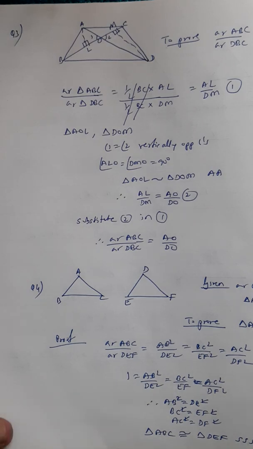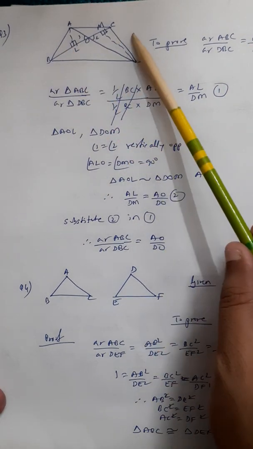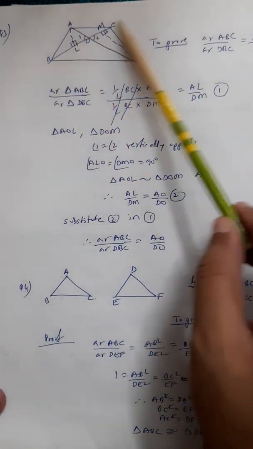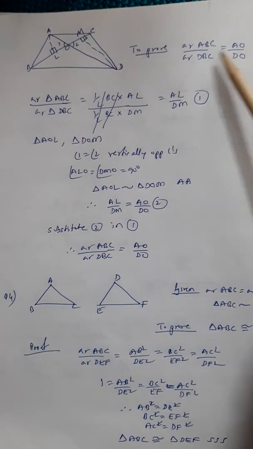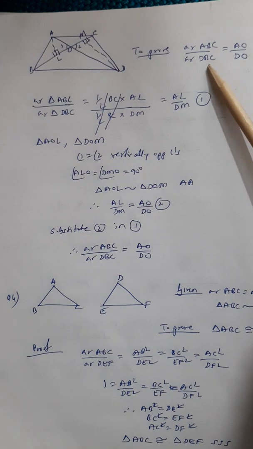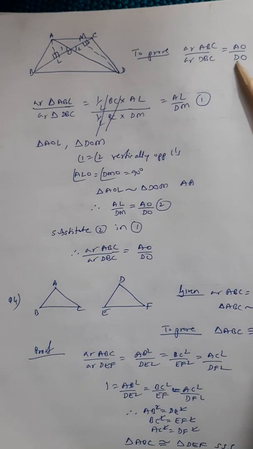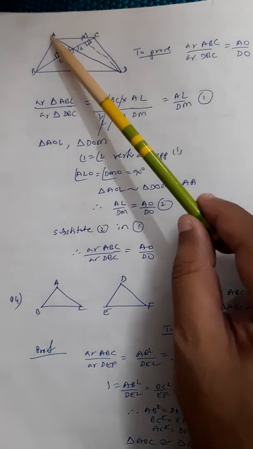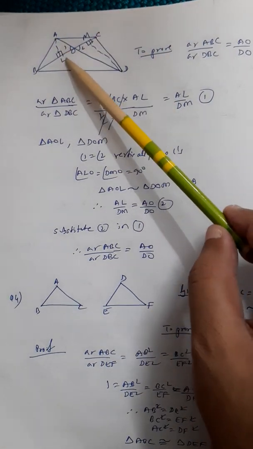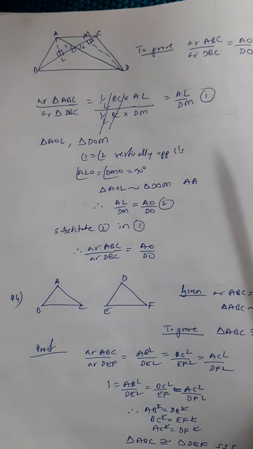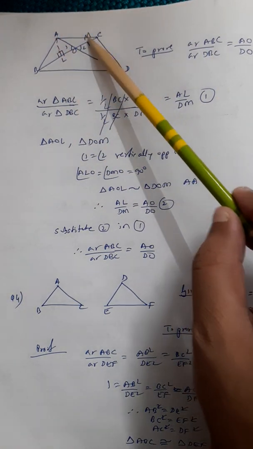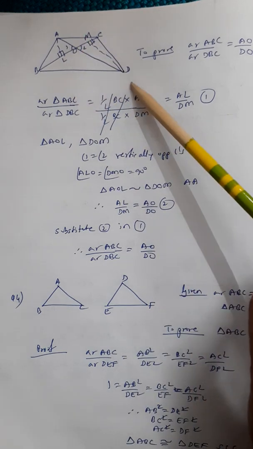The question is, prove that the ratio of areas of the triangles ABC and DBC is equal to AO by DO. Now this will require a construction. The construction is we are drawing these perpendiculars AL and DM perpendicular to the common base BC for the two triangles. That's why this is in dotted. Any construction line will be in dotted.